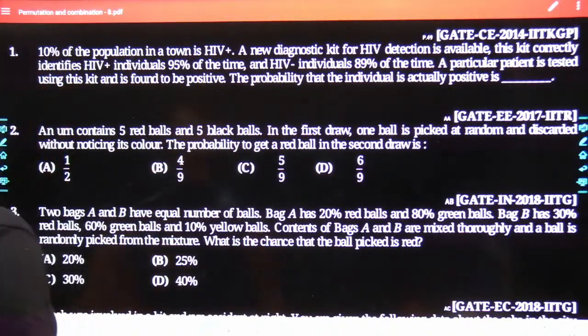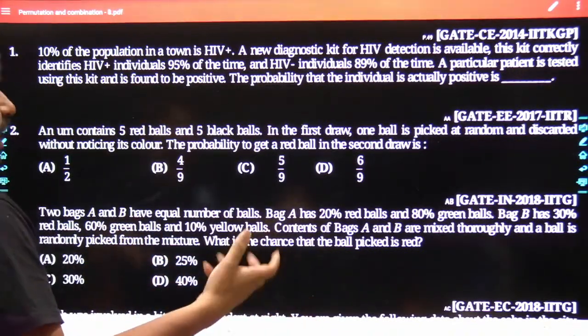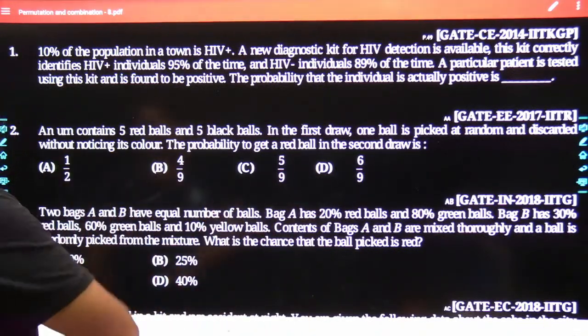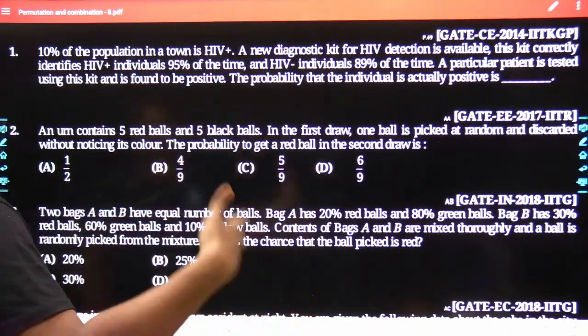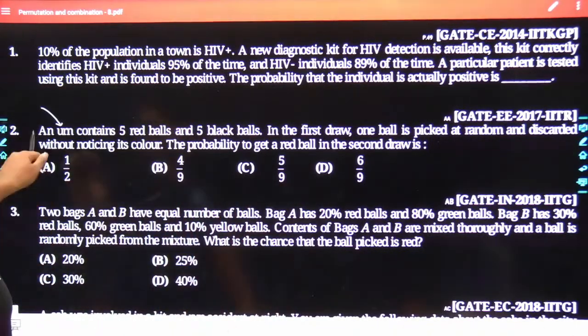The problem states an urn. Most of the time, whatever collection we have, it is contained by an urn, a bag or a box. So you need not have any doubt on this particular word. It is a box where all of the items are collected. An urn contains 5 red balls and 5 black balls. In the first draw, one ball is picked at random and discarded without noticing its color. The probability to get a red ball in the second draw is.